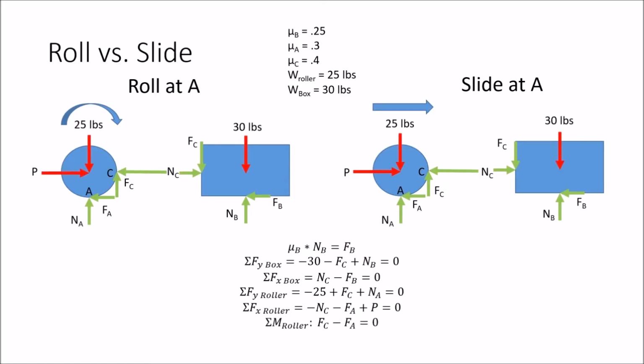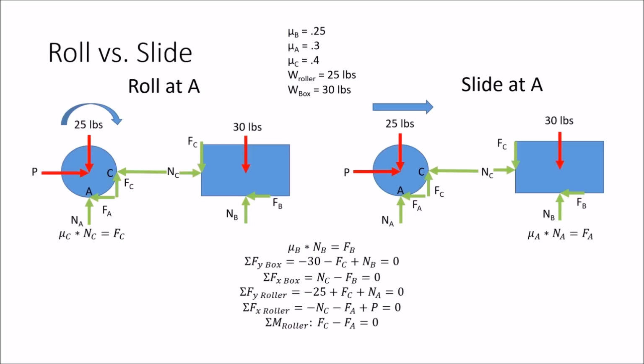Now that we have all our equations, we can look at the real difference between the two free body diagrams. As I said, for when the roller decides to roll, it has overcome the friction at point C. This means that our friction force at point C has to be equal to the friction coefficient at point C times its normal force. Next, if the box were to slide at point A, then it would have to overcome that friction force, which means that it is equal to the friction coefficient of A times its normal force.